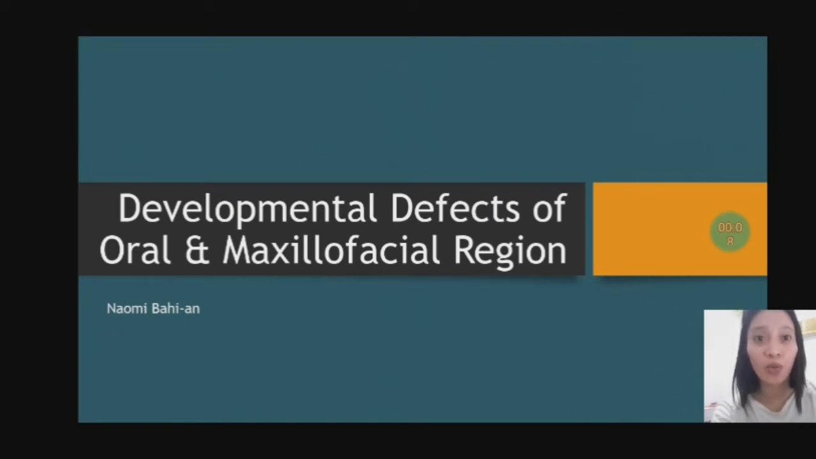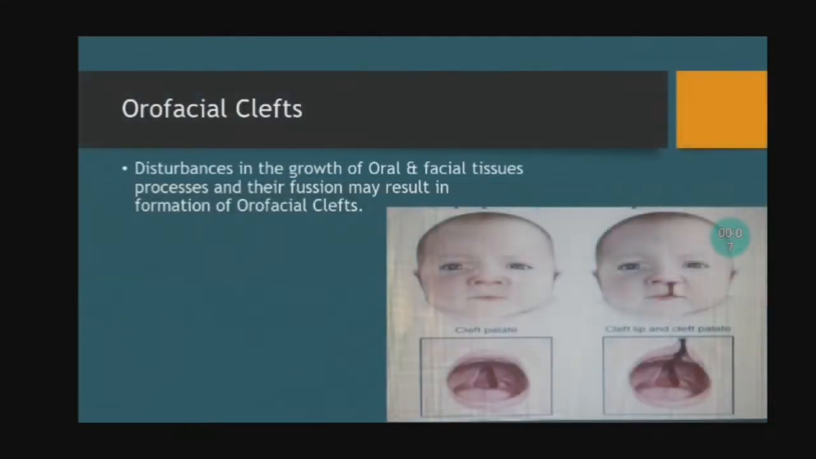Good day, everyone. So for today, I am going to discuss the developmental defects of the oral and maxillofacial region. Orofacial clefts. The formation of the face and oral cavity is complex in nature and involves the development of multiple tissue processes that must merge and fuse in a highly orchestrated fashion. The disturbance in the growth of these tissue processes or their fusion may result in the formation of orofacial clefts.